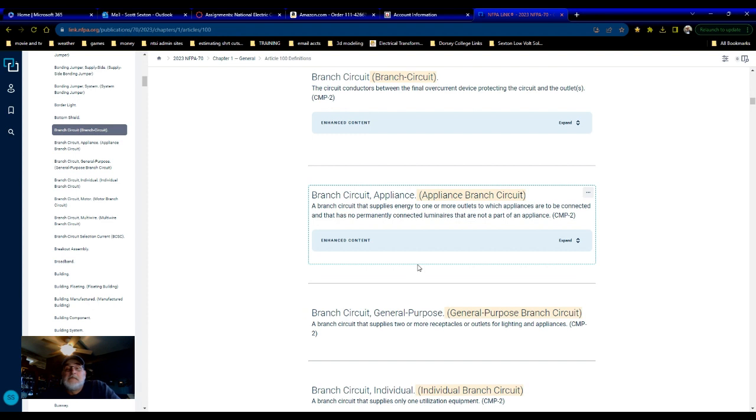Branch circuit: the circuit conductors between the final overcurrent protection device, the overcurrent device protecting the circuit, and the outlet itself. Be aware of what that is.